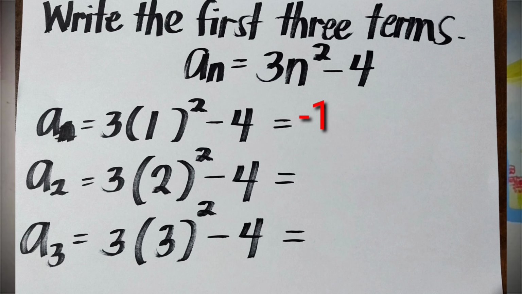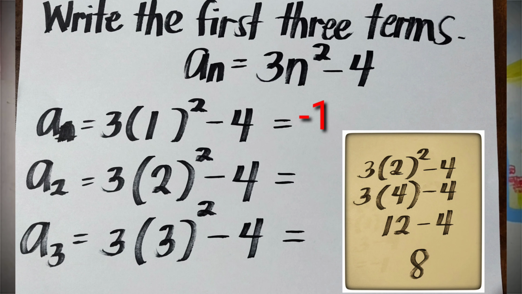a sub 2 equals 3, quantity 2 squared minus 4 equals 2 squared is 4. Times 3 is 12 minus 4 equals 8. Gets nyo ba? Okay, next.